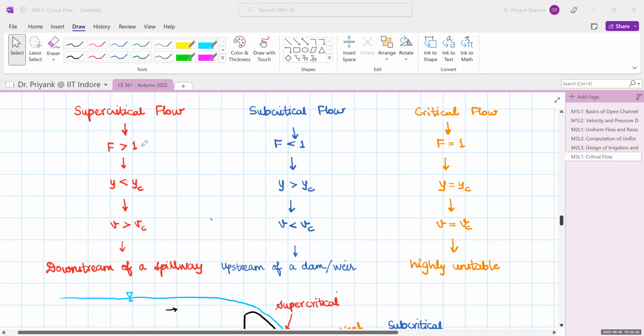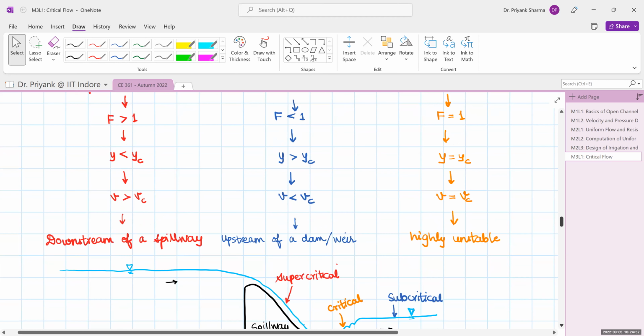When the flow is supercritical, your depth will be less than the critical depth and the velocity will be greater than the critical velocity. For subcritical flow, it is opposite: your depth will be greater than the critical depth and the velocity will be less than the critical velocity. And for critical flow, your depth is critical depth and velocity is critical velocity. So let us understand where this practically occurs in the field.